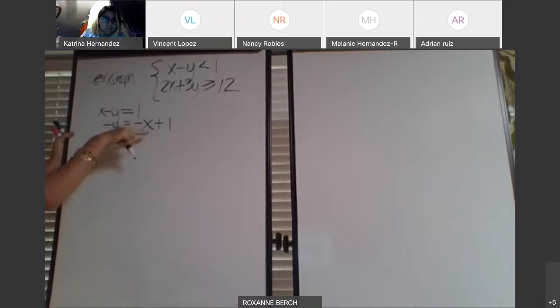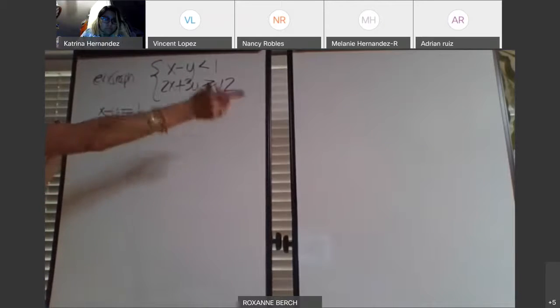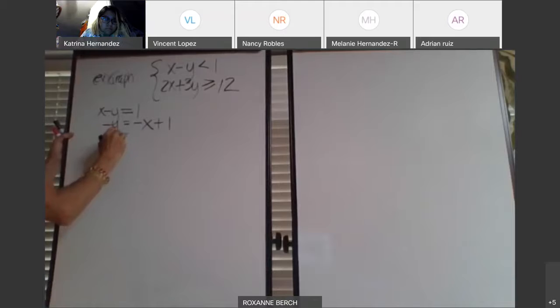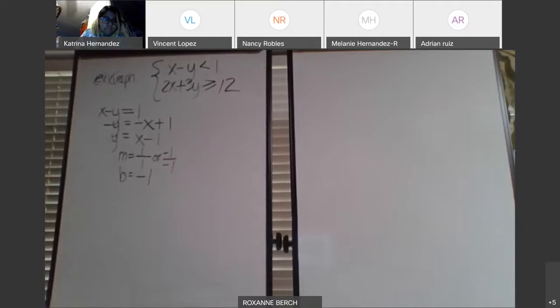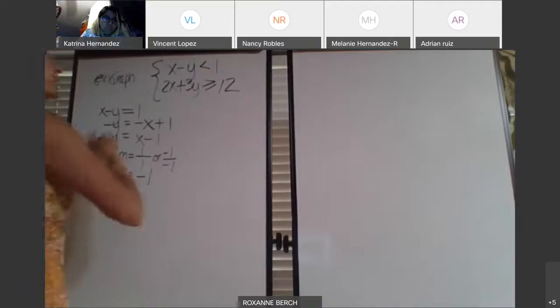And I'm putting the x in front because I want to use slope intercept form. Now I'm going to multiply the whole equation by a negative 1. And now I'm ready to graph. The slope is up 1, right 1, up 1, right 1, or down 1, left 1. Those are equivalent. And the intercept is 0, down 1. That's just the equation.